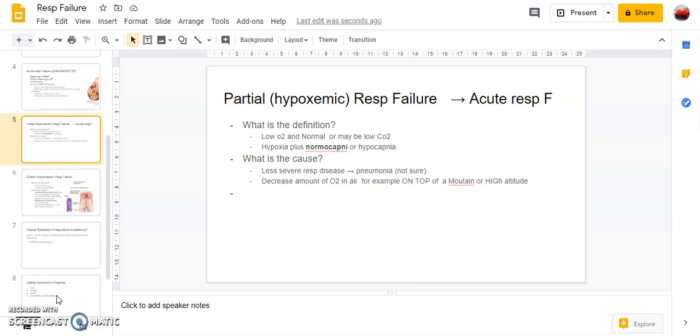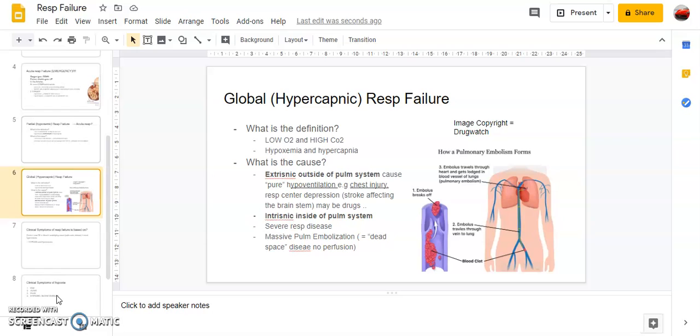If you're high in the mountains, or if you're having some sort of respiratory disease which is less severe. A global or hypercapnic respiratory failure is essentially occurring when you have low oxygen and obviously high CO2 in the blood. That's what is caused.